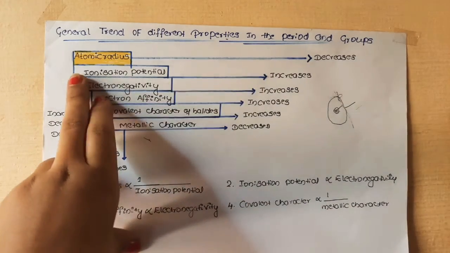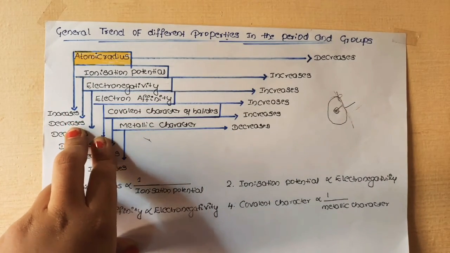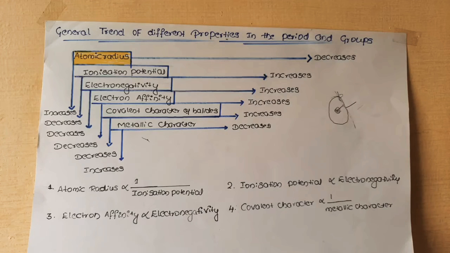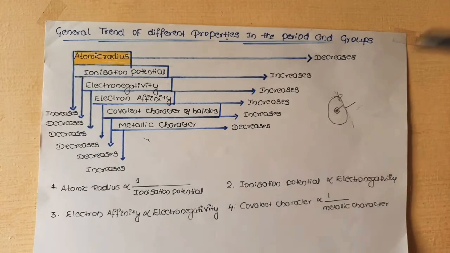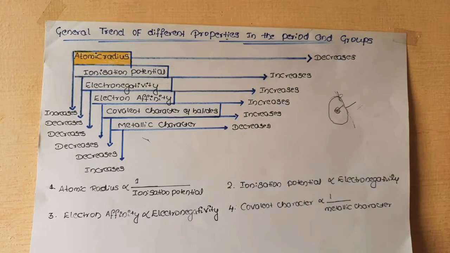Now why does it decrease down the group? It's quite obvious, dear students. Down the group, the size increases. As the size increases, the outermost electron is left free. It is not that strongly held, so I can remove it very easily, meaning I need to spend very little energy to remove that electron.